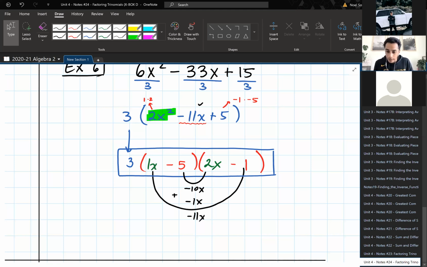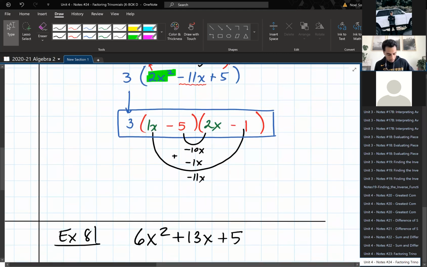How could we have forgotten about the 3? It's possible. Sometimes you'll just box the last, right? But we need the 3. Yeah, go ahead. What's your question? The arrangement. Oh, so you mean, let's say I would have had 3 times 2x minus 1 times x minus 5. Would that be the same? Are you asking, would that be correct?